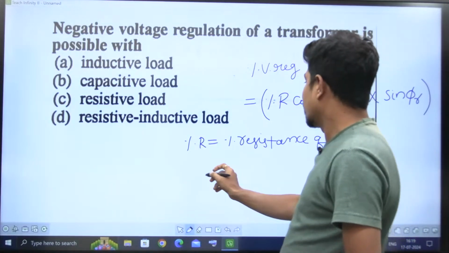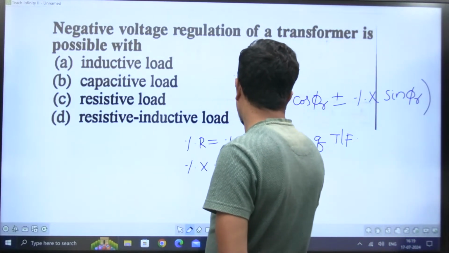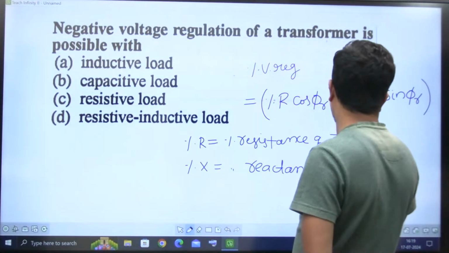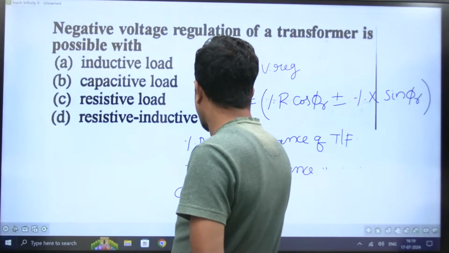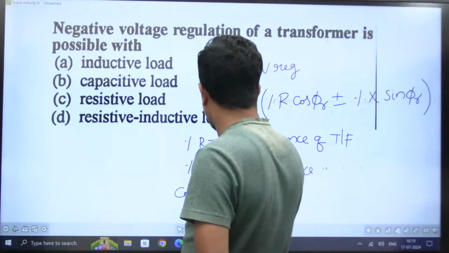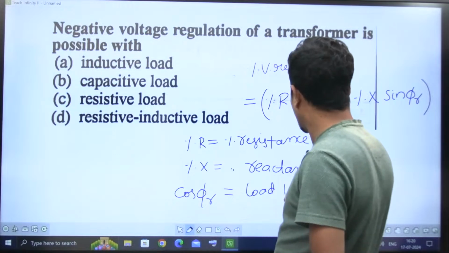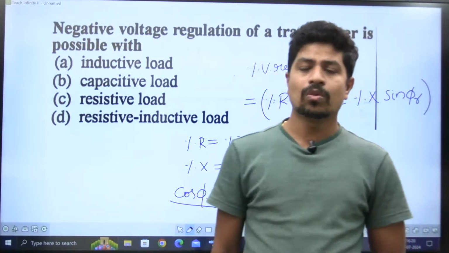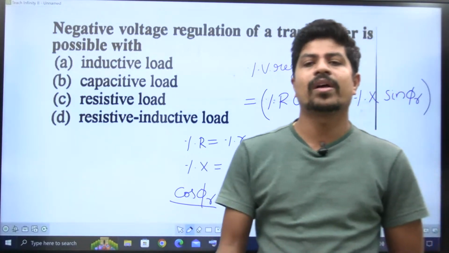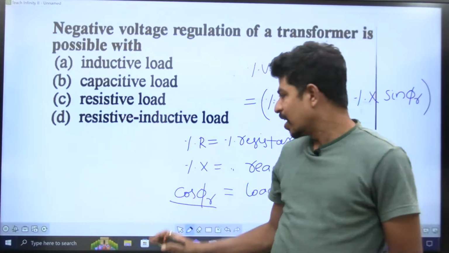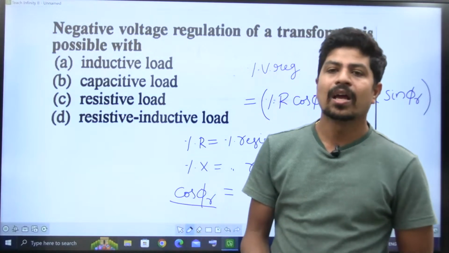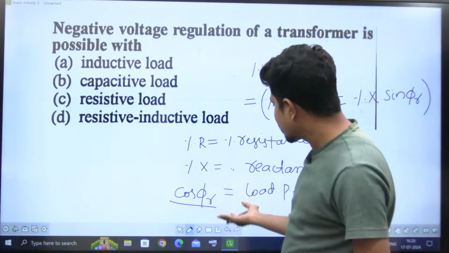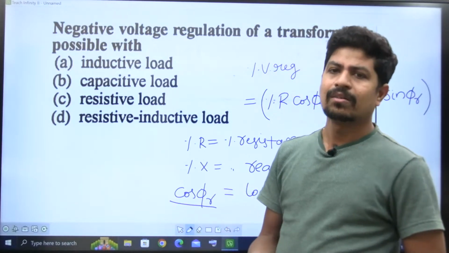Okay. Next, percentage X is the percentage reactance of the transformer. Then cos phi R, as the name itself says, is the load power factor. If you know cos phi R, sin phi R you can easily get. You know the relationship sine square phi R plus cos square phi R is equal to 1. If you know the cos value, you can get the sine value. If cos phi R is 0.8, sin phi R will be 0.6, right? That much is easy for us.